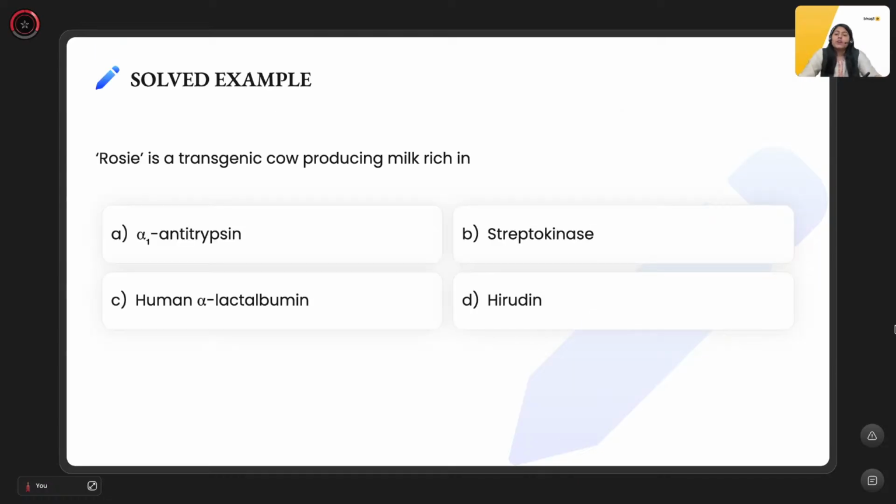Moving on. Rosie is a transgenic cow producing milk rich in. Okay.